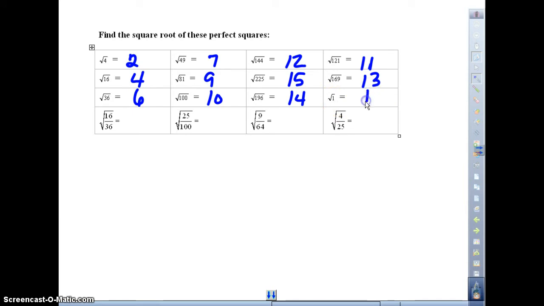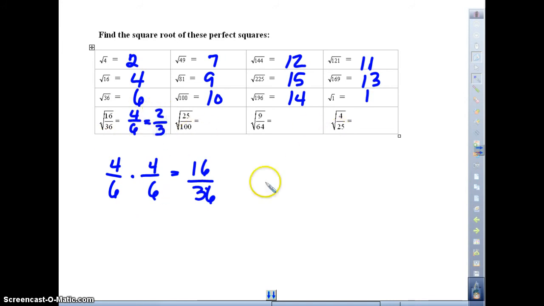Okay, these answers are going to be fractions. What fraction multiplied by itself gives you 16 over 36? Well, in the numerator, what number times itself gives you 16? Yeah, that's going to be 4 times 4. What number times itself in the denominator gives you 36? Yep, that's going to be 6. So the answer to the square root of 16 over 36 is 4 over 6, and that reduces down to what? 2 over 3. Give these 3 a try.